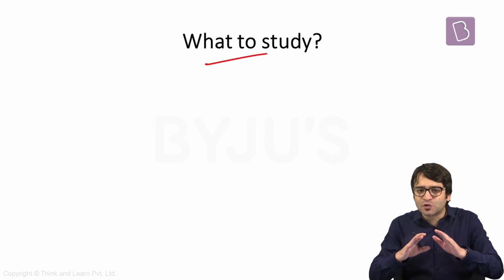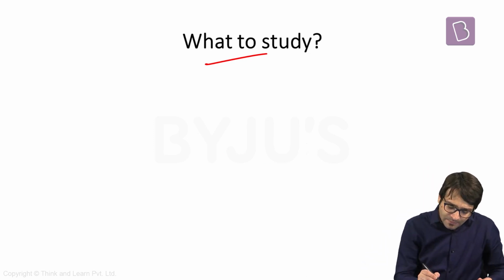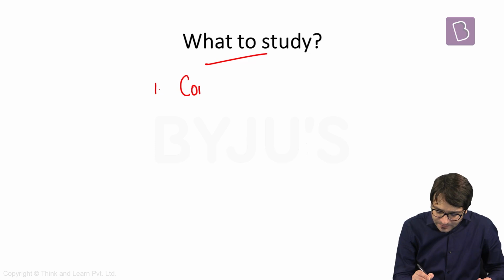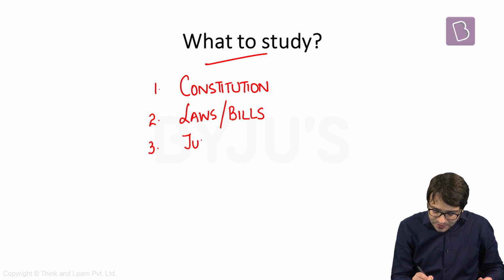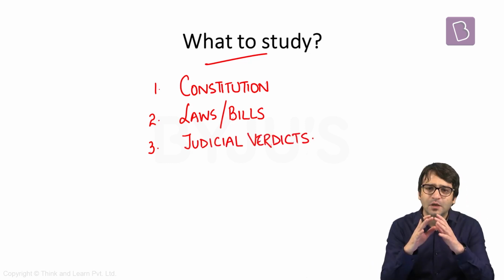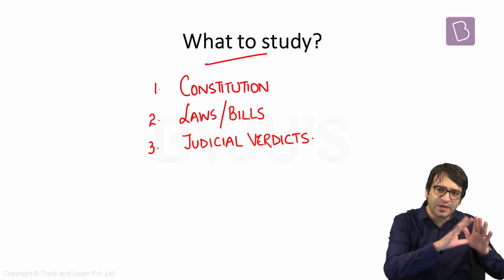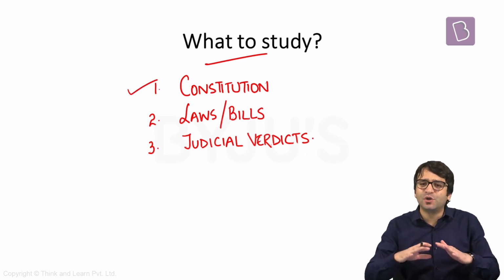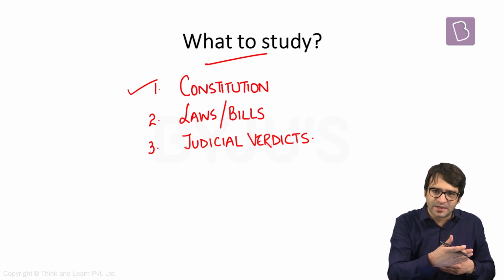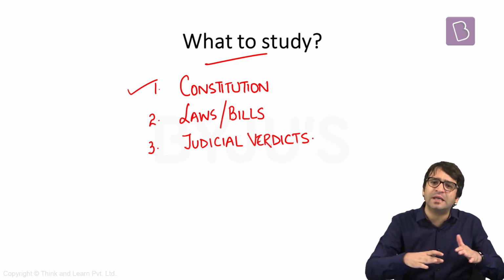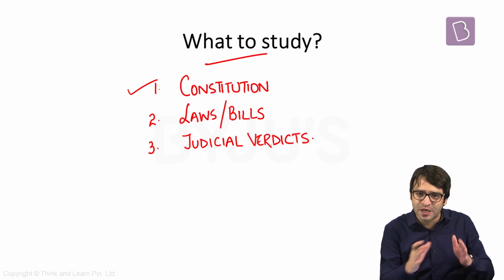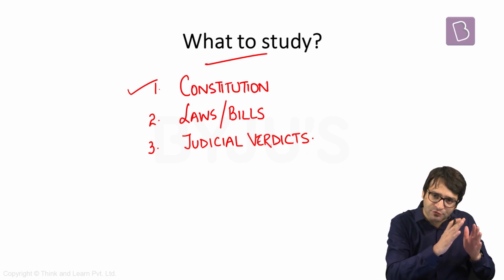Basically, you will have to focus on three broad areas. Number one, the Constitution of India. Number two, the laws passed by the parliament or the bills pending in the parliament. And number three, important judicial verdicts. What to study in Indian polity? Basically, three areas. Constitution of India. You will have to study about fundamental rights, directive principles of state policy, president, prime minister, judiciary, elections, panchayati raj institutions. So the Constitution is one area that you will have to focus on.